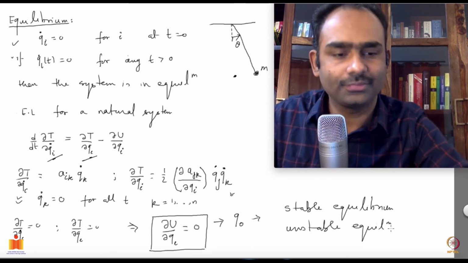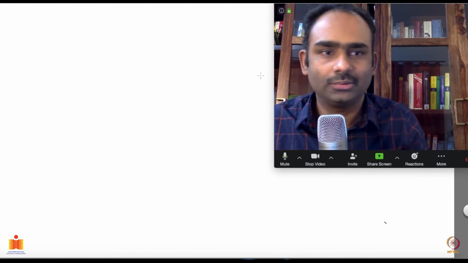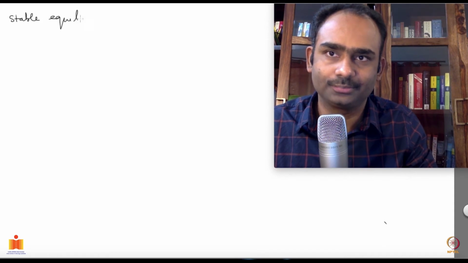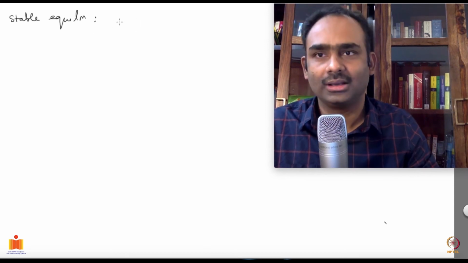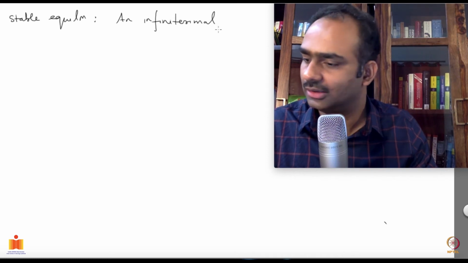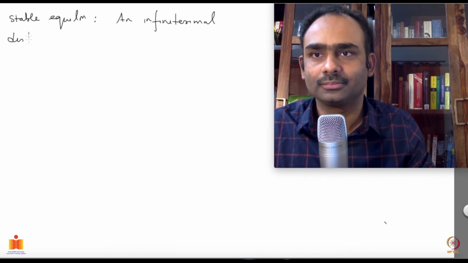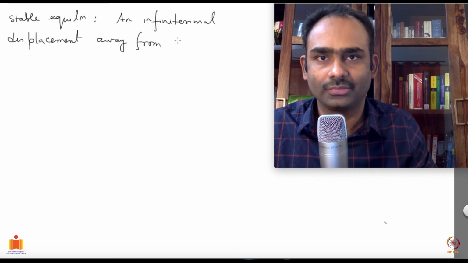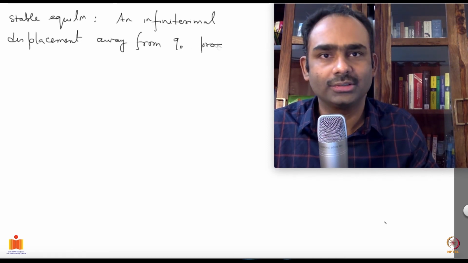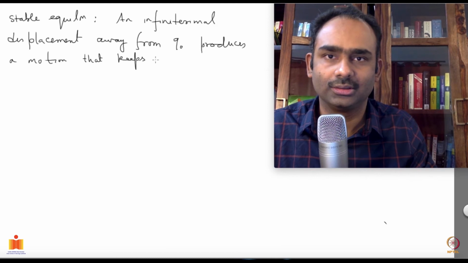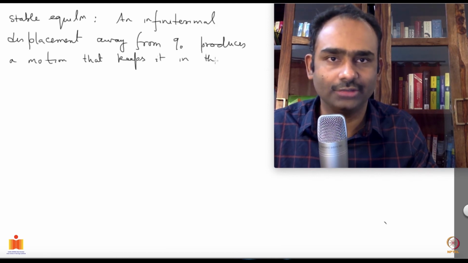Maybe I should write that down. Stable equilibrium: an infinitesimal displacement away from q0 produces a motion that keeps it in the vicinity of q naught.